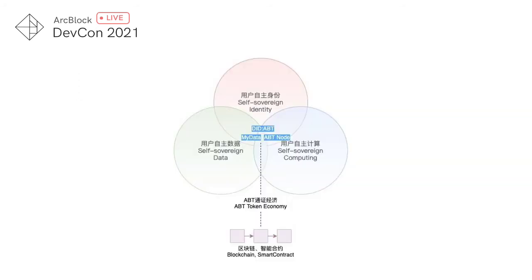ArcBlock platform takes decentralized apps to the next level by combining the blockchain, smart contract, and decentralized identity together. It allows users to have self-sovereign identity, self-sovereign data, and self-sovereign computing.